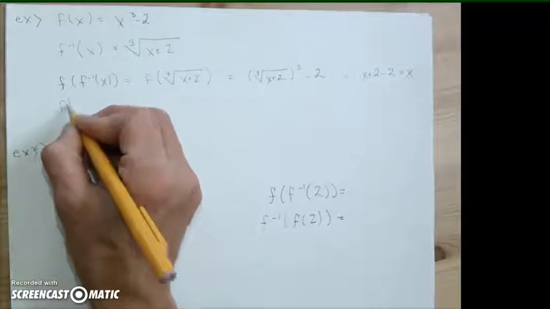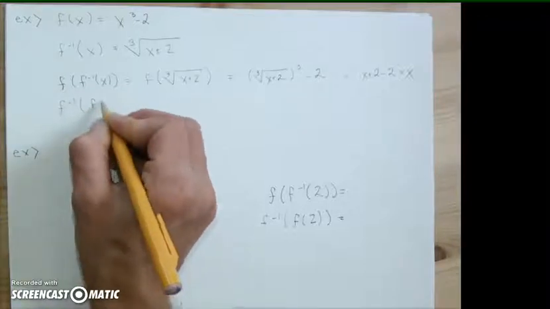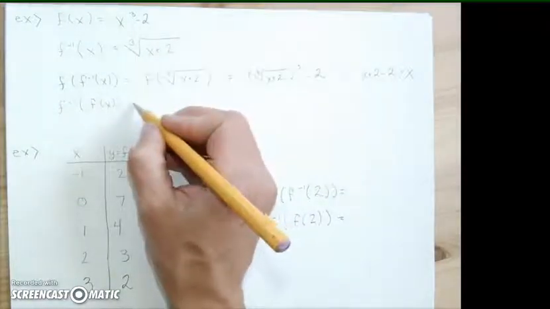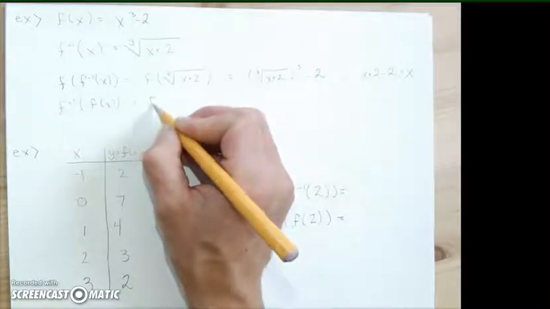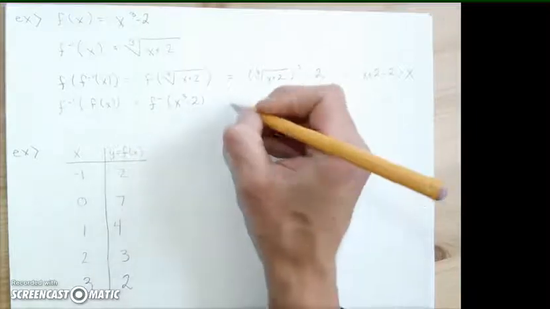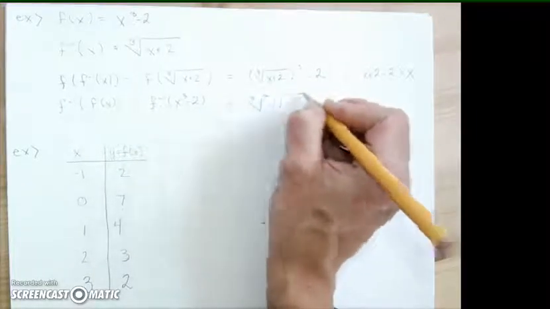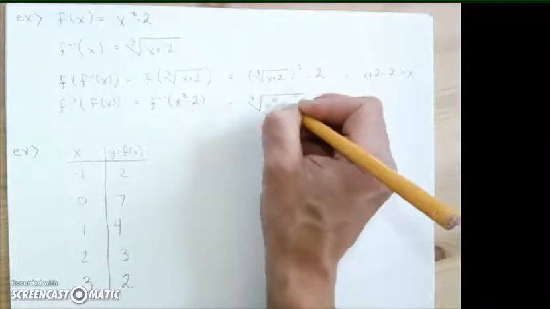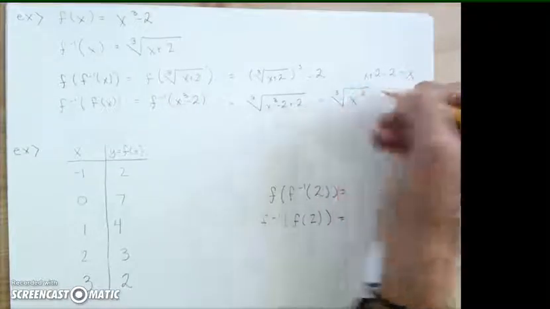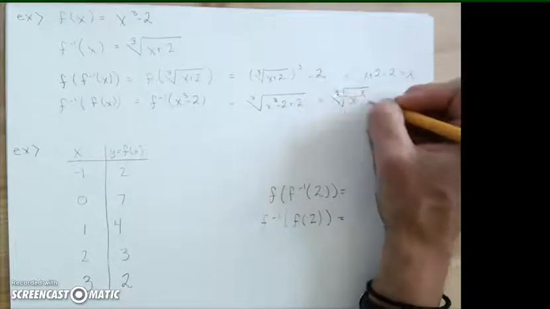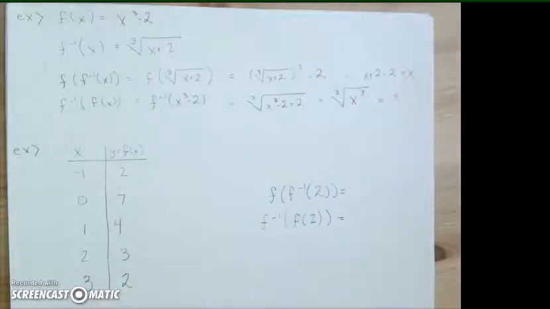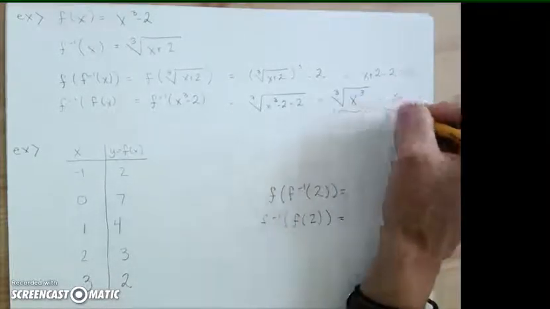If I compose in the other direction, if I do f inverse of f of x, then I'm shoving the f function in for x into f inverse. So I have f inverse of x cubed minus 2, which is just the cube root of x cubed minus 2 plus 2, which is the cube root of x cubed. Cube root undoes x cubed, so I'm just left with x again. This is a really important example.